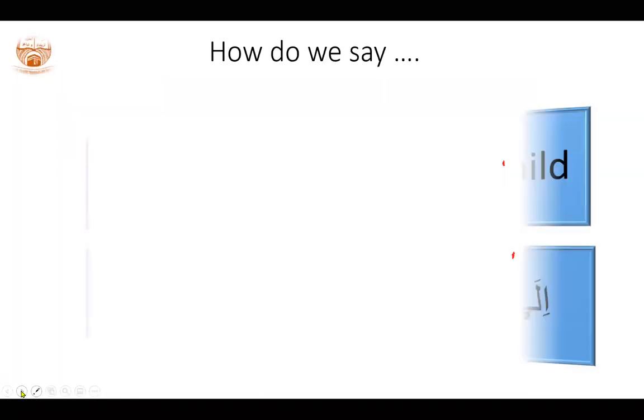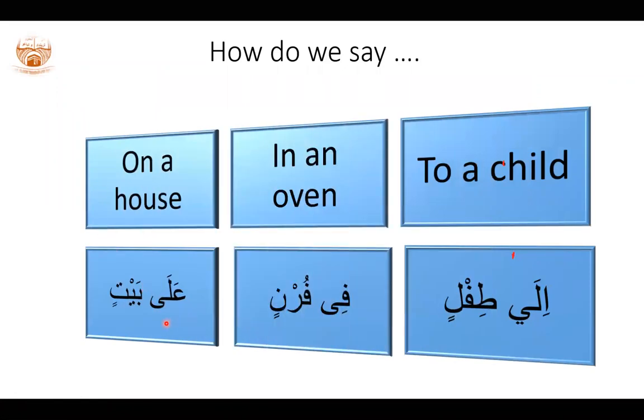So let's continue here. How do we say on a house? We say ala baitin. In an oven, the word for oven is furnun. So in an oven will be fi furnin. Now you may not know this word, for those who are doing this for the first time. So the word for oven is furnun. How do you say in an oven? Fi furnin. Then we have the word child, tiflun. You want to say to a child, what would you say? Ila tiflin. Ila tiflin. Moving on.